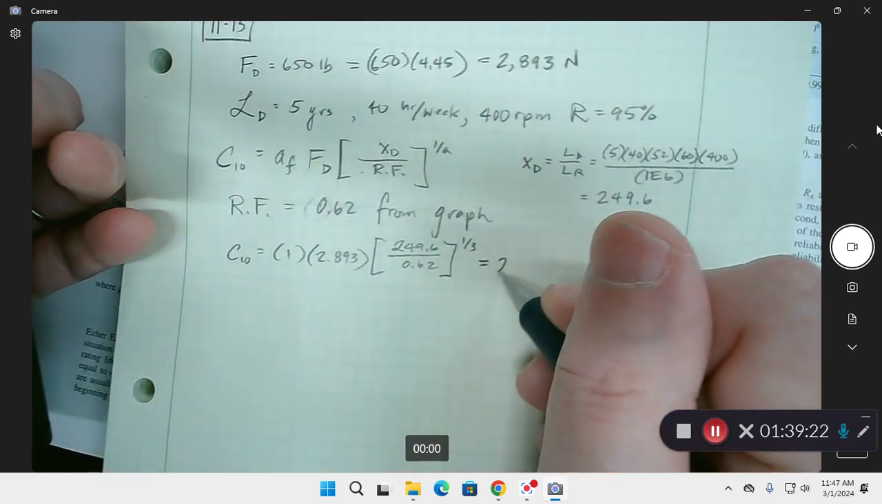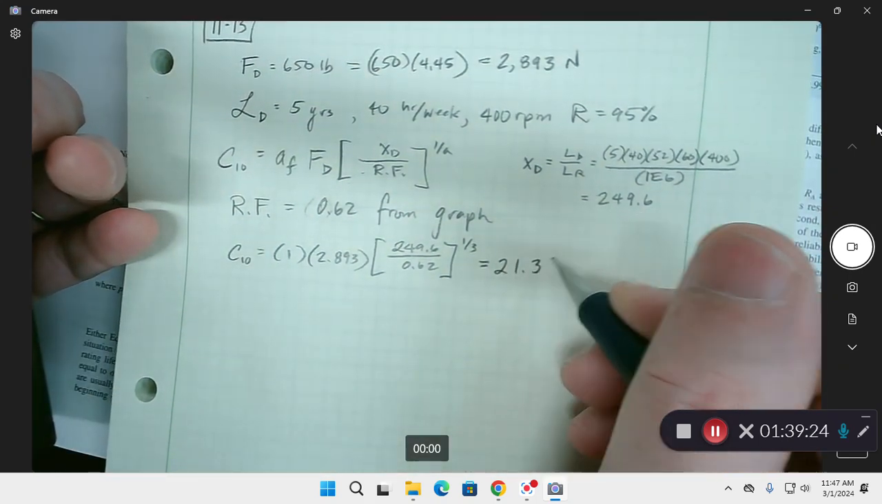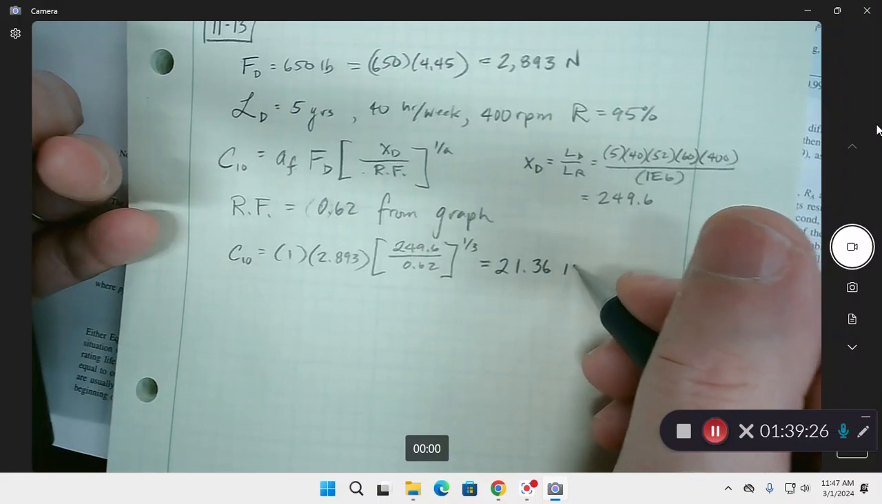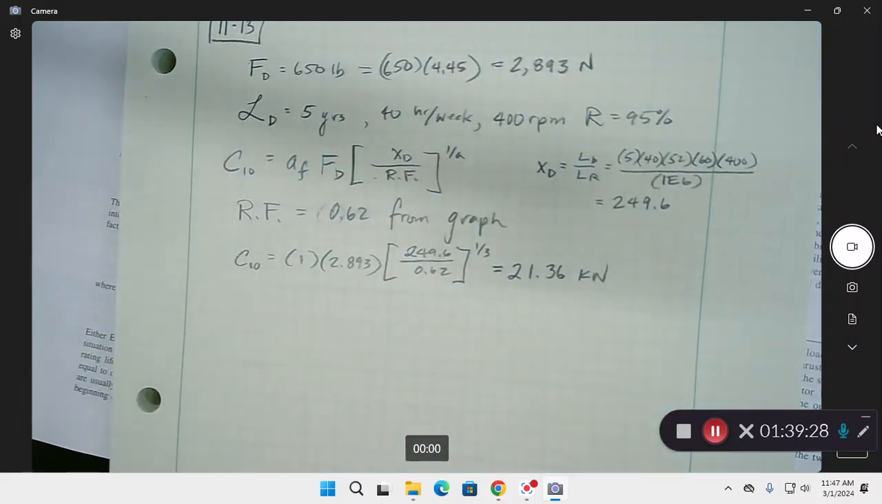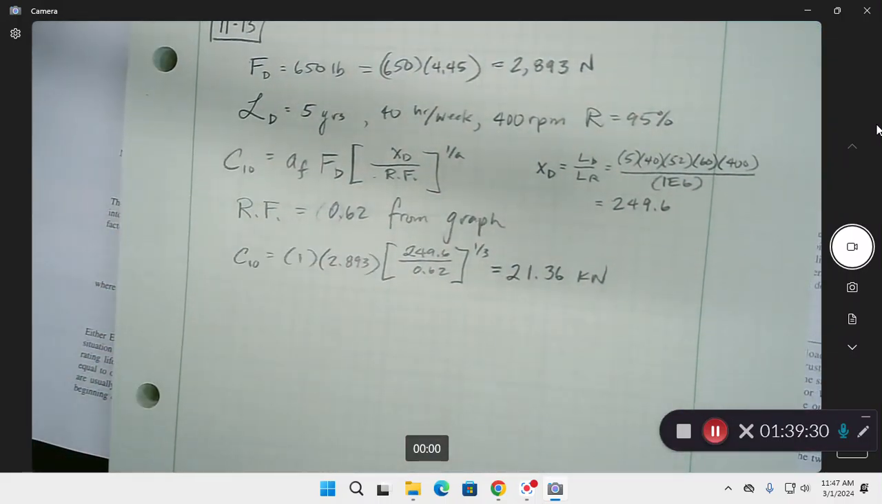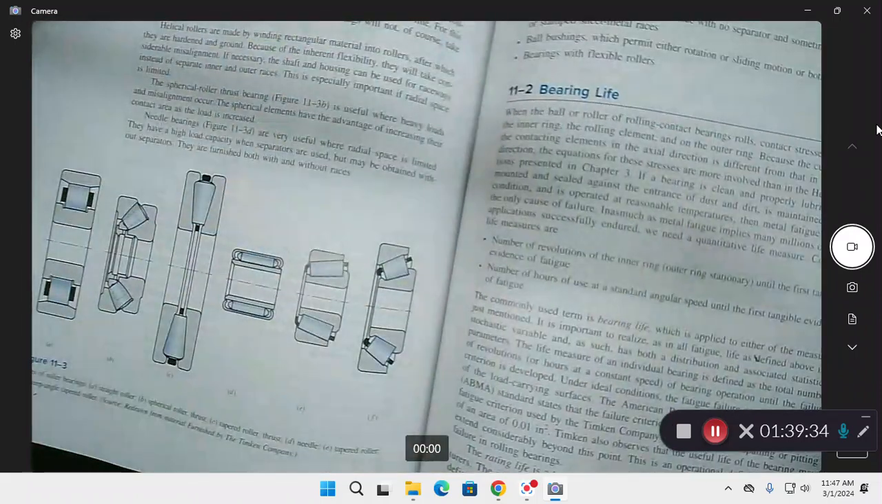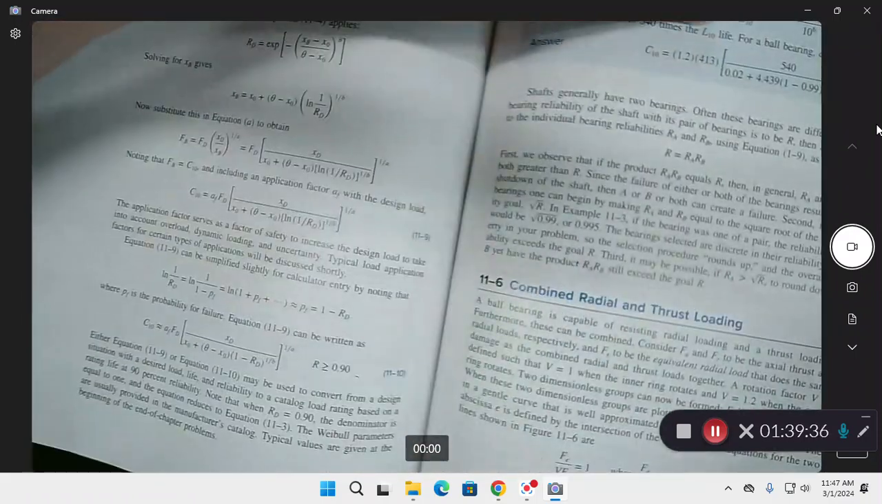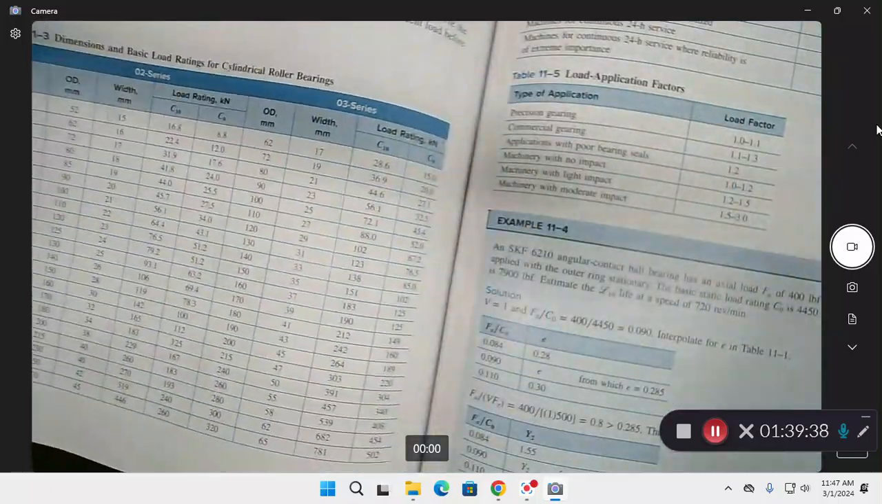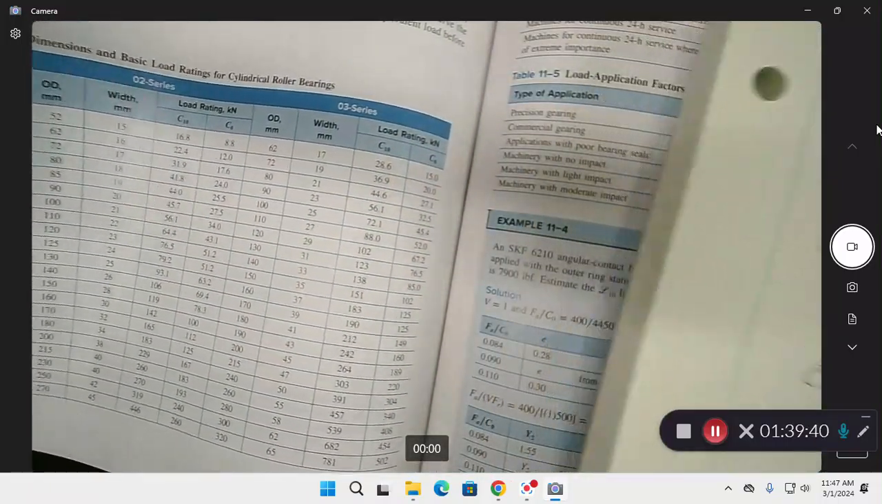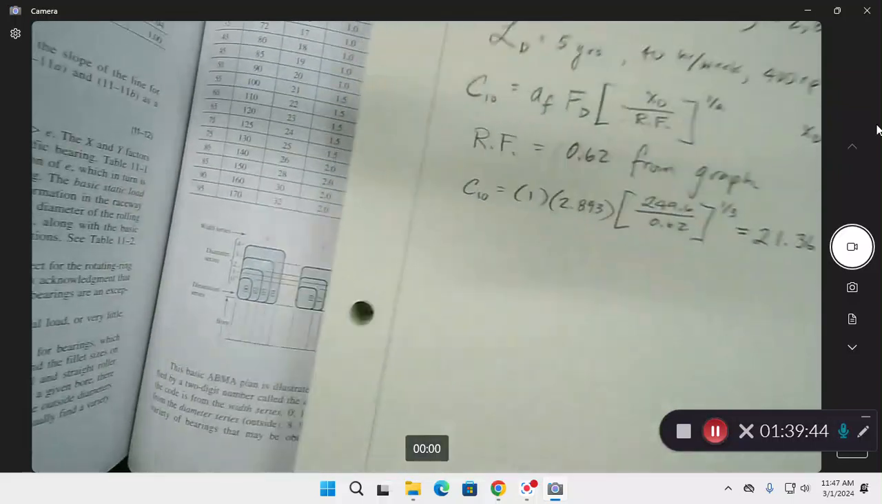And I get 21.36 kilonewtons. I have this feeling we did this problem in class. I get a weird type of deja vu thing going on here. If it's 35 millimeters, I think we've done this problem before.